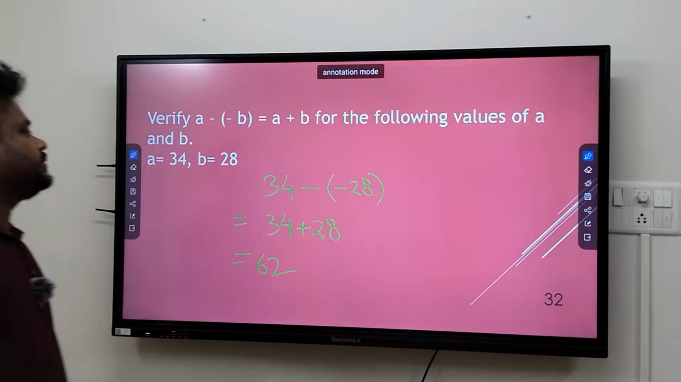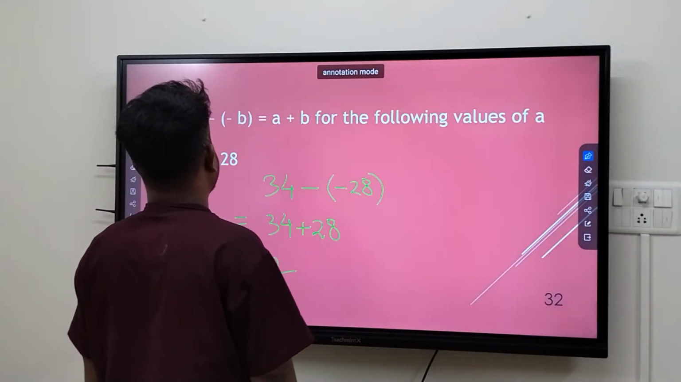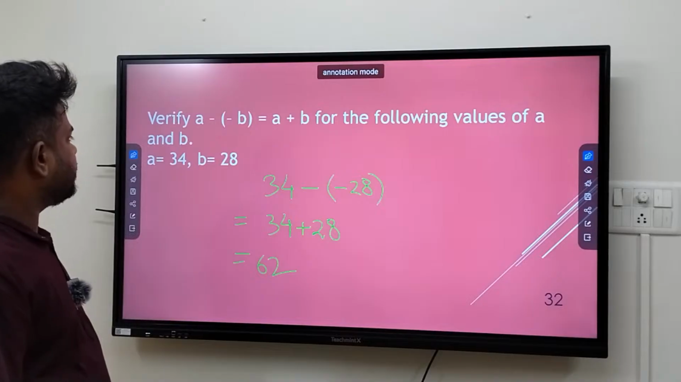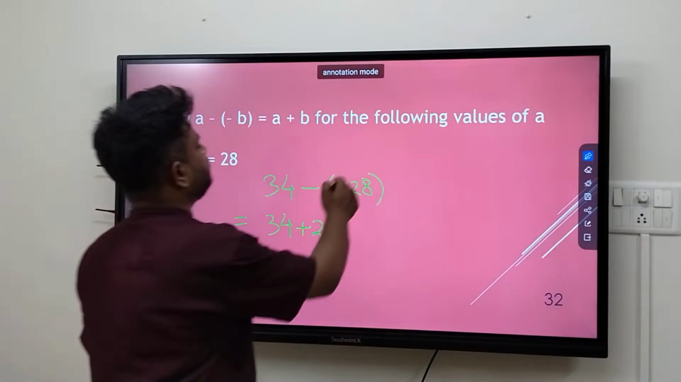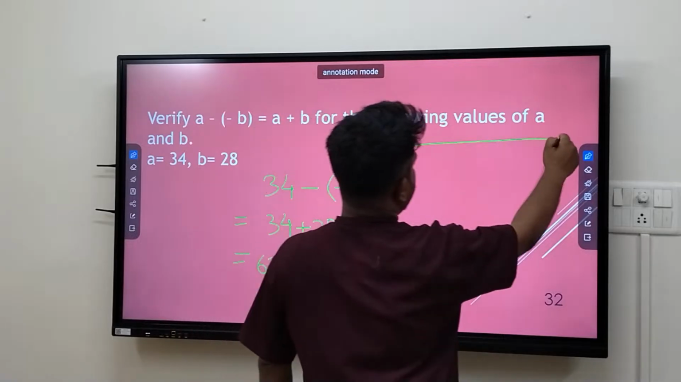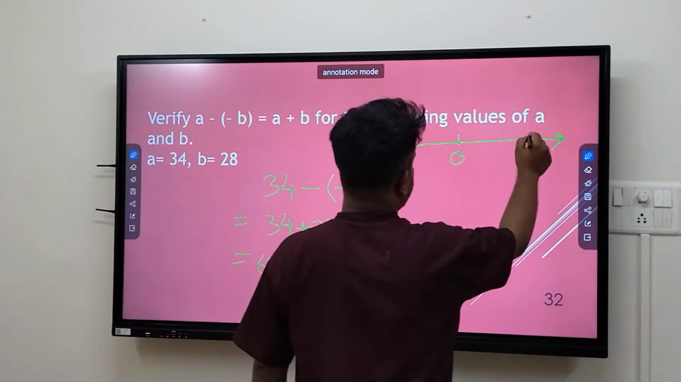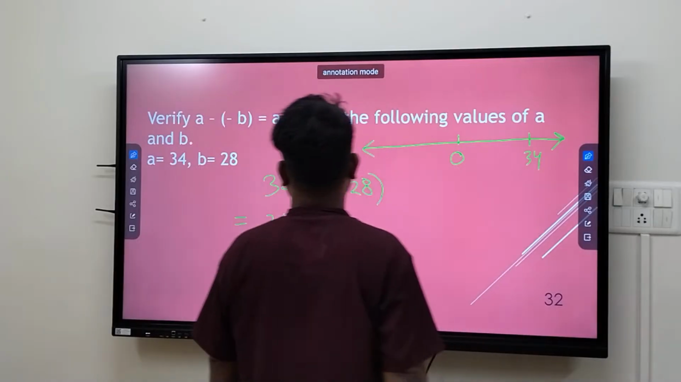Okay, you can also verify this by using the number line. So if I try to do it with the number line, then we have to go further, like 34 is this.